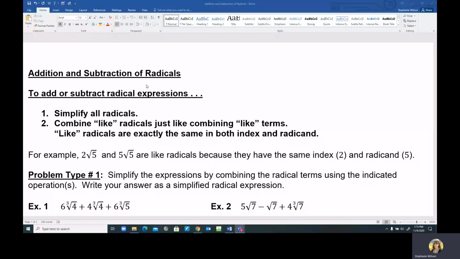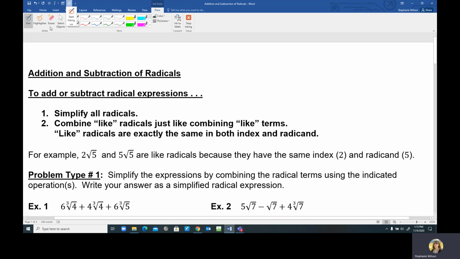Addition and subtraction of radicals. So we have rules to follow. Whenever we add or subtract anything, we have to have common denominators, or not so much denominators, common terms, right? They have to be like terms. So common denominators is for fractions, like terms is for just any other form.